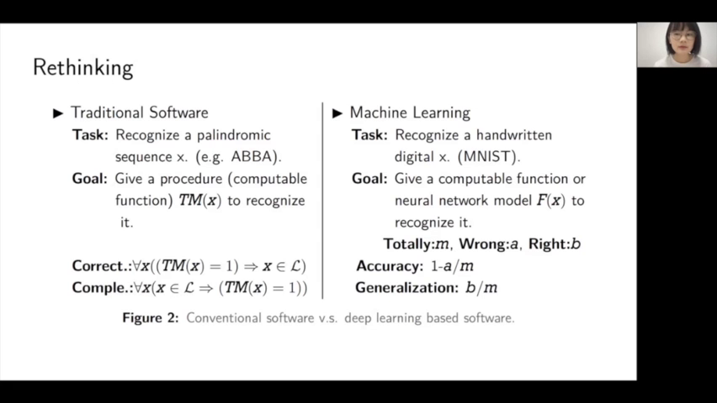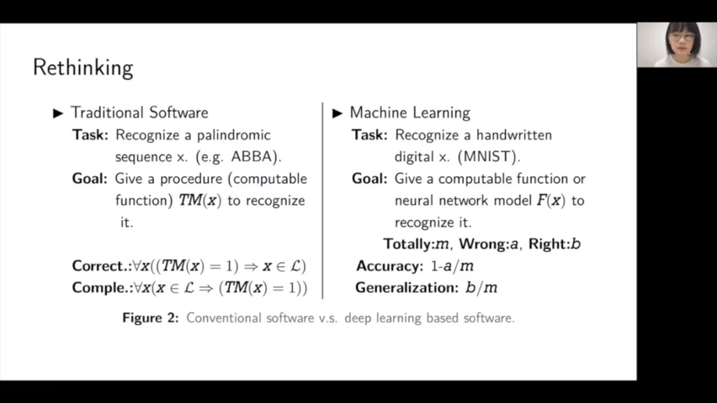We'd like to consider two tasks. The left one represents traditional software and the right one represents machine learning software. These two tasks are recognizing palindromic sequences and handwritten digits. They are both pattern recognition problems. For palindromic sequences recognition, we need to give a procedure or Turing machine to recognize them. For handwritten digits, we need to find a neural network model F to recognize it. It seems that there is not much difference in the view of task and goal.